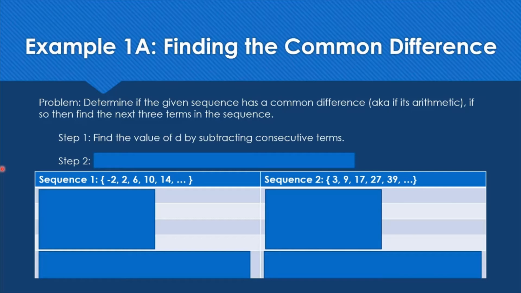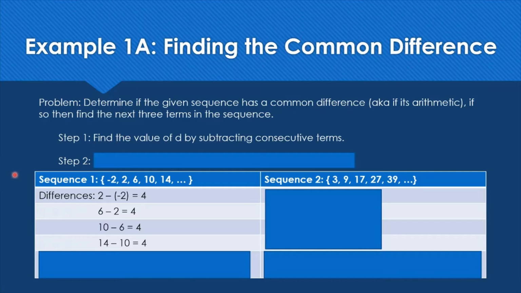What we need to do first is step 1. We want to find the value of D, or the common difference, by subtracting consecutive terms. If I reveal this first thing here, we'll see the differences in this column here.